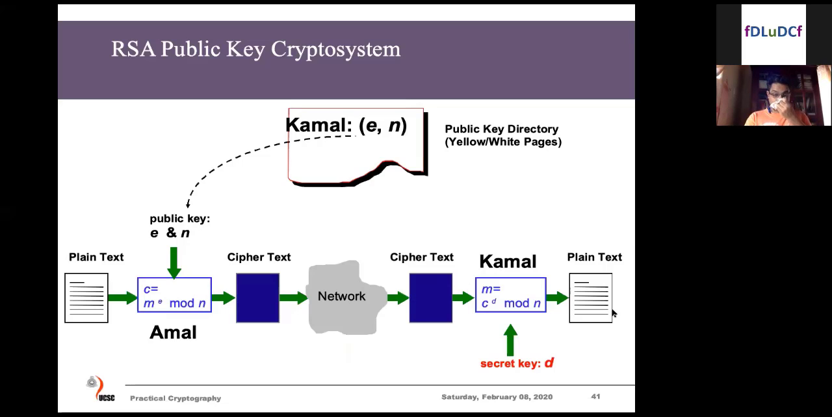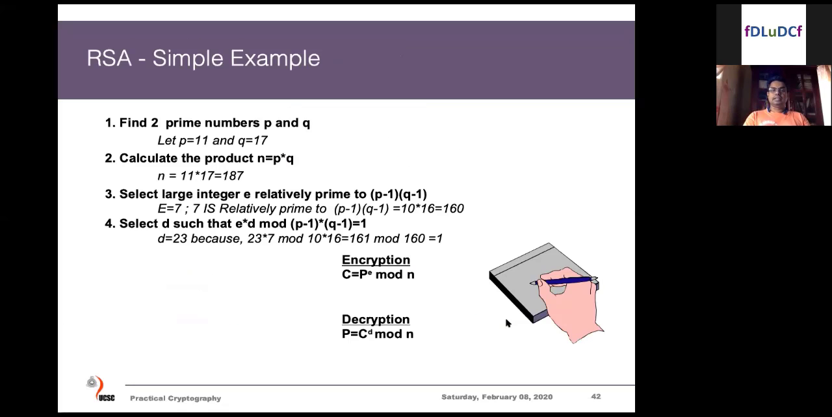So the network delivers it to this person Kamal. Then Kamal can decrypt using his secret key D, or the private key D, by calculating C to the power of D modulo N. Then Kamal gets back the message, okay. So that's how Kamal does the decryption. In order to understand how this works, let's try to do it with some numbers.